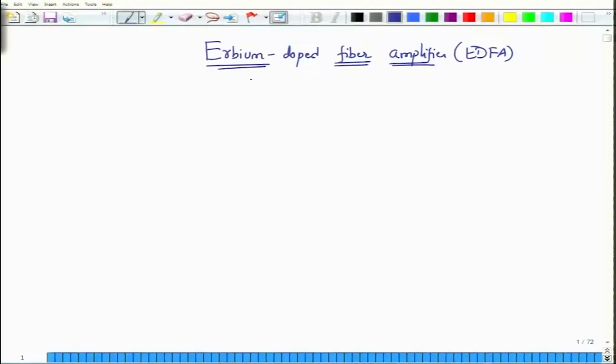So, what is this magic amplifier that we are talking about on and on? That amplifier happens to be the erbium doped fiber amplifier. Erbium is a rare earth ion. It is not usually found in large quantities. There are certain classes of materials which are called rare earth materials. As their name suggests, they are not quite common.